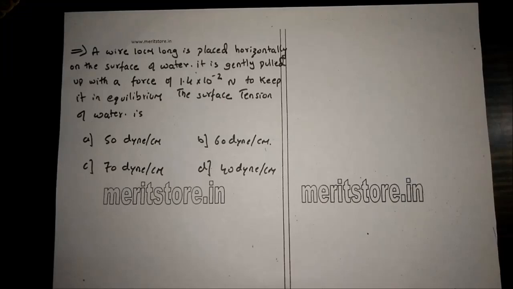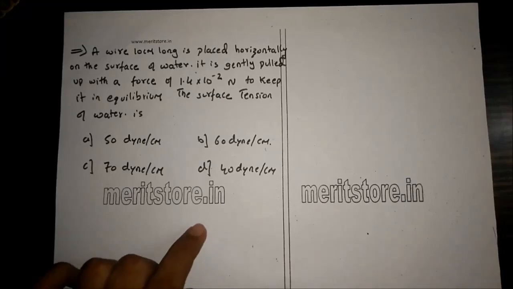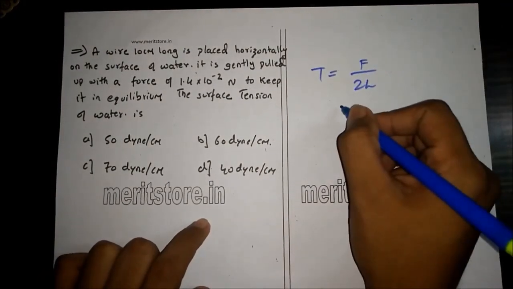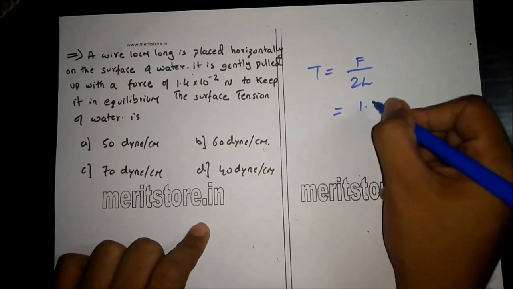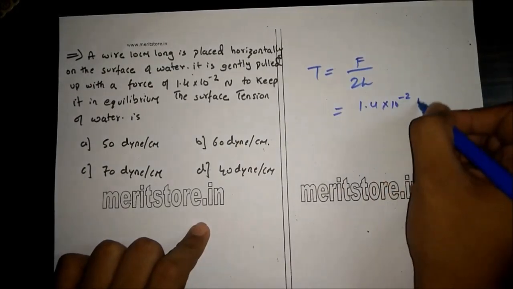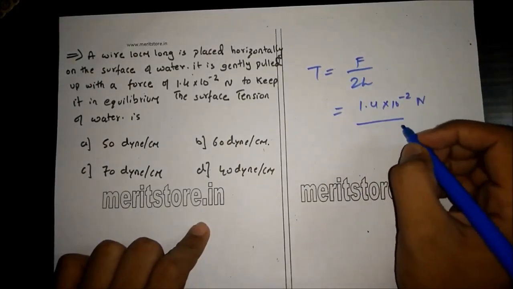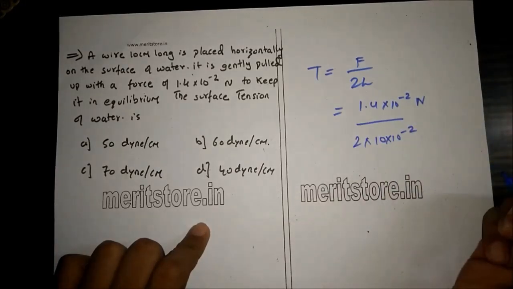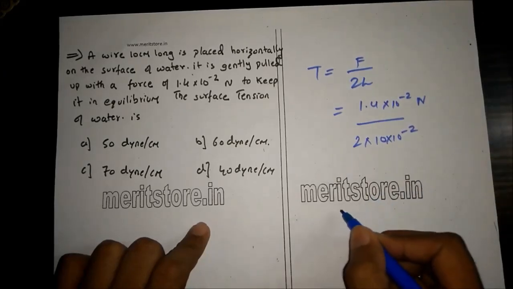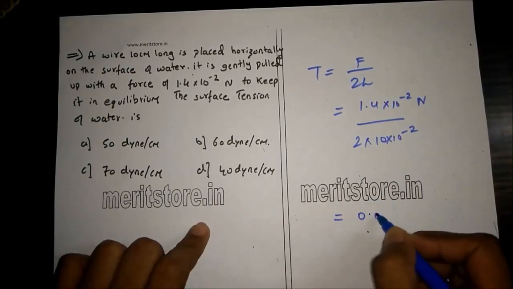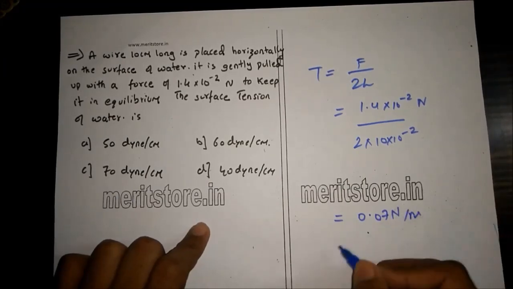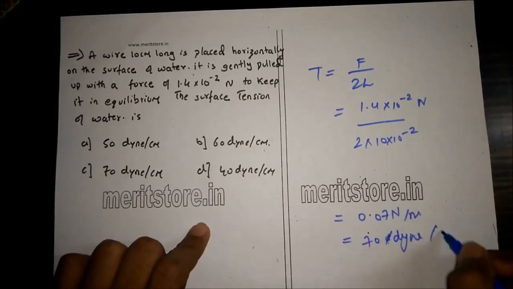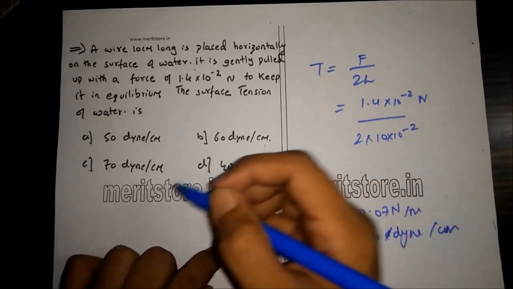Now we all know that the tension is given by the formula T is equal to F upon 2L. Here the wire is pulled with a force of 1.4 into 10 raised to minus 2 newtons upon 2L. Now for water, L will be 10 into 10 raised to minus 2. Therefore, on calculating, we get the answer as 0.07 Newton per meter, which is equal to 70 dyne per centimeter. Therefore, the correct answer here is option C.